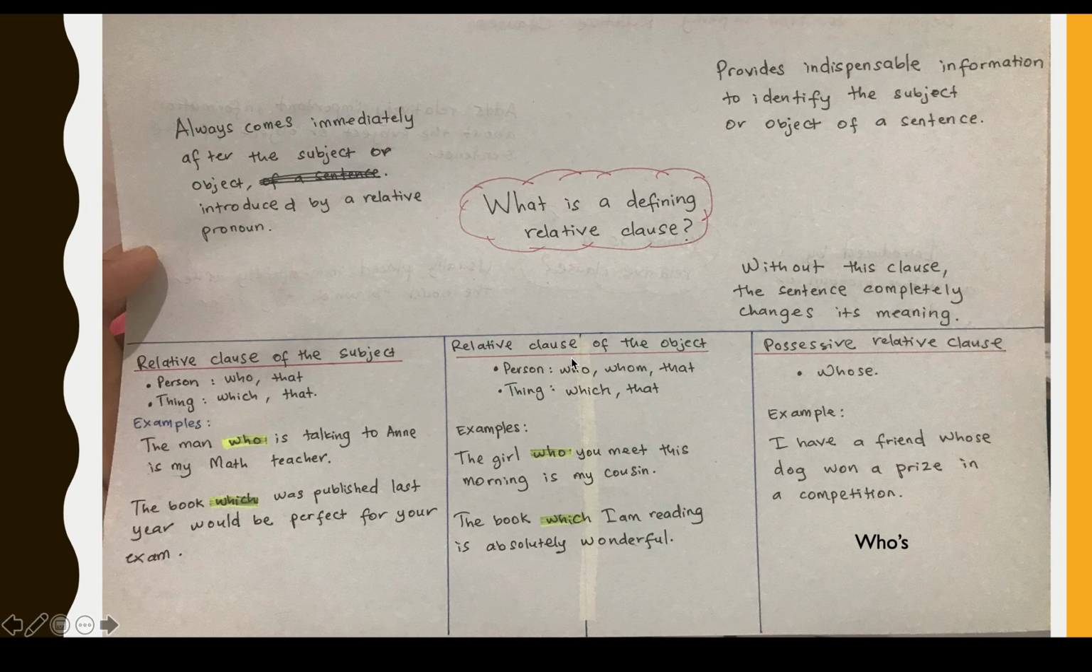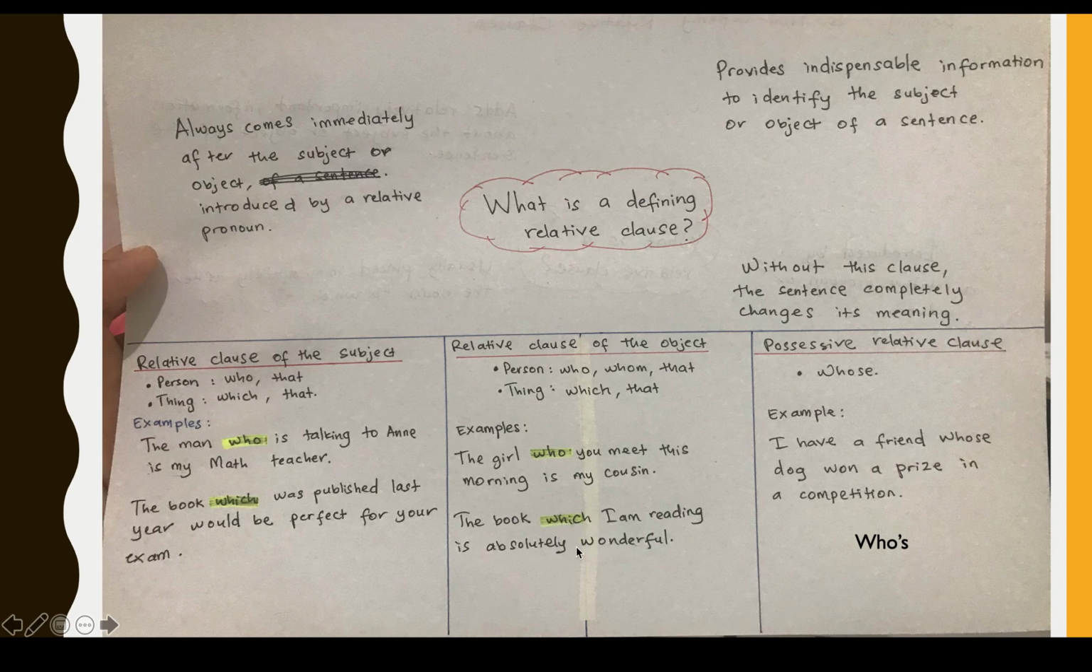Relative clauses of the object. If the object is a person, we use who, whom, or that. If the object is a thing, we use which or that. For example, the girl who you met this morning is my cousin. Look at the object. It is a person, right? So we use who. Example number 2, the book which I am reading is absolutely wonderful. Look at the object. The object is a thing, right? So we use which.